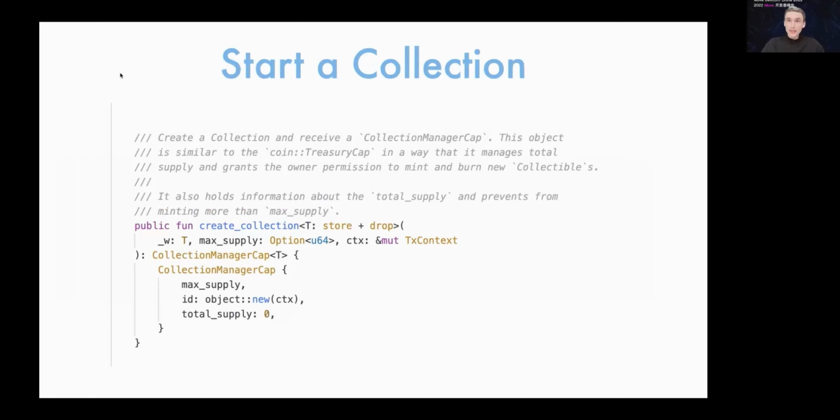So to start the collection, we still require the witness pattern. And as you can see, and it's important to keep track of that, the T here is not used. The T parameter is ignored. This is a typical drop behavior of a witness when we create a collection manager cap, which does not contain the T.